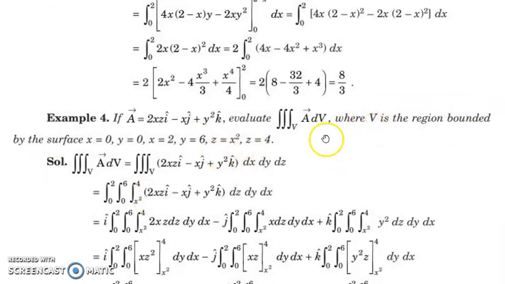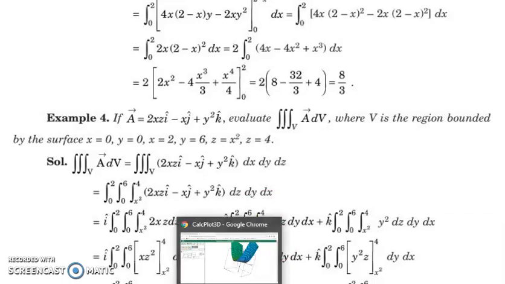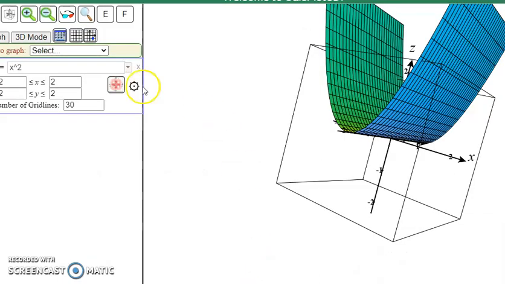So the region V is bounded by x equal to 0, y equal to 0, x equal to 2, y equal to 6, z equal to x square, and z equal to 4. So first of all, we look at what are the limits of integration. First we will see what is the graph of z equal to x square. So it is a paraboloid.